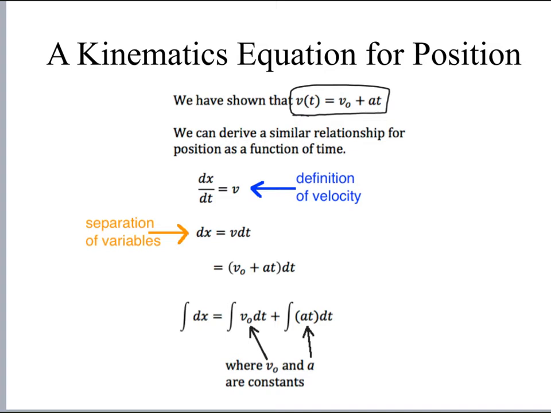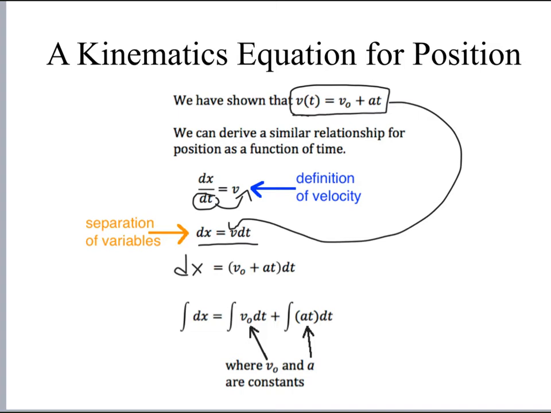If I separate my variables again, I'm going to take my dt and move it over there. That leaves me with dx equals v times dt. But what's v? We just saw that v is equal to v naught plus at. So I can plug that in here and say that my dx is equal to v naught plus at, all times dt.